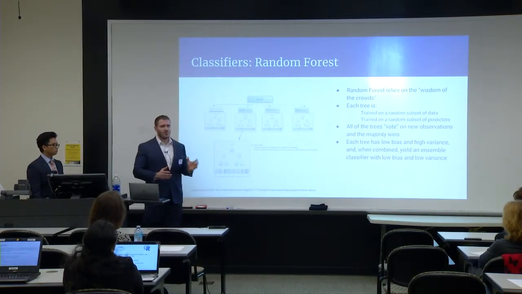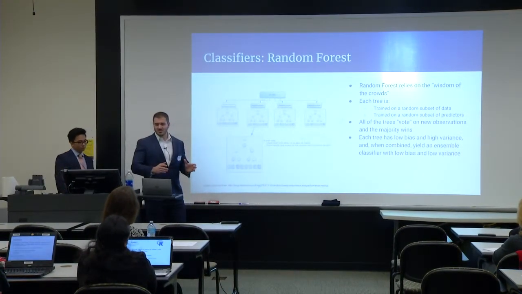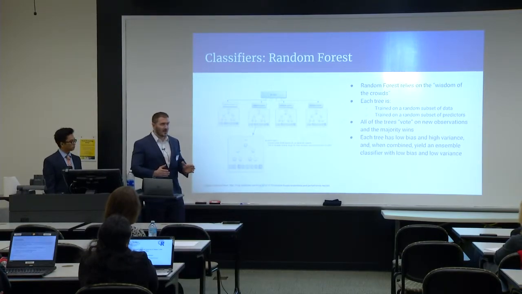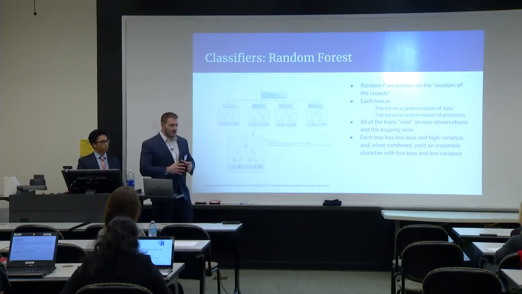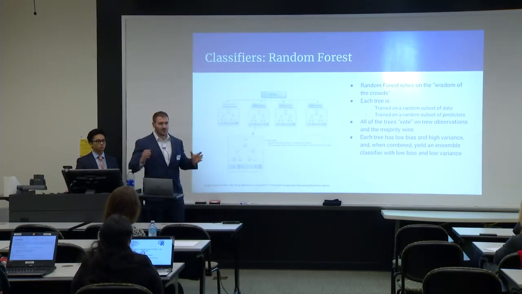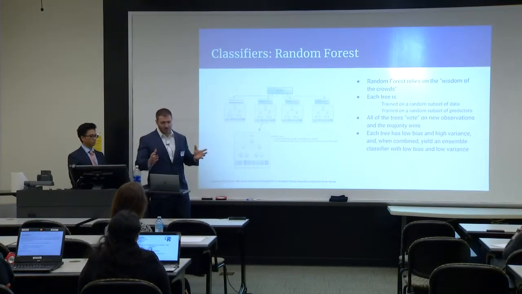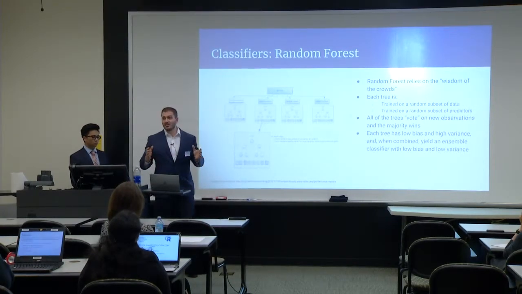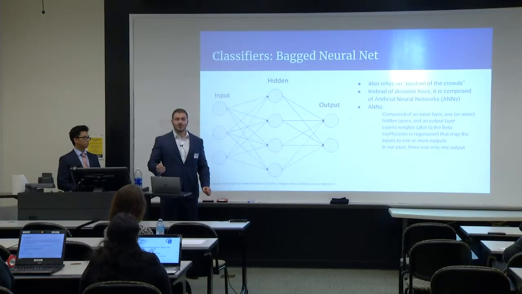So the random forest is kind of a wisdom of the crowds approach. Each tree in the random forest is going to be trained on a random subset of the data and on a random subset of predictors, and it's sort of going to overfit to that. So each tree is going to have a unique view on the problem. We aggregate all those viewpoints together with a majority vote, and the majority wins. So collectively we actually get a better classifier. The next one we had was the bag neural net. This is basically the same thing as the random forest, except artificial neural networks instead of decision trees.